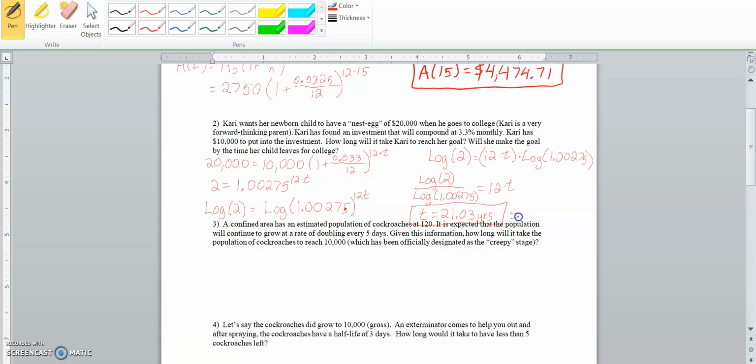The second part of this question asks, will she make the goal by the time her child leaves for college? Now, I'm going to go out on a limb and assume that this child is going to go through the traditional education system and go to college around the time they are turning about 18 or 19. So at 21 years, I don't know any freshmen in college who are 21 unless they skipped a couple of years. So does she reach the goal before she leaves for college? No.